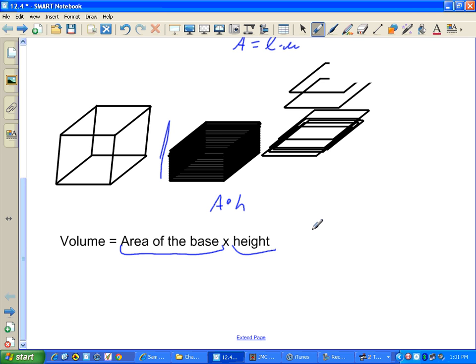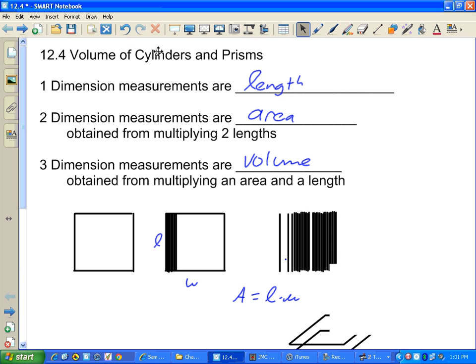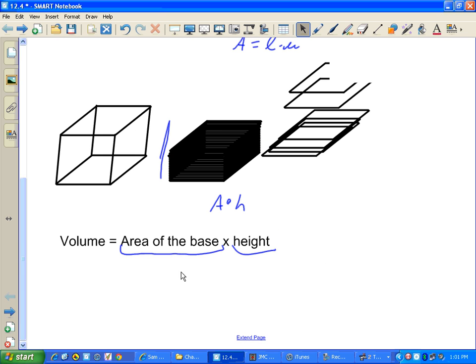This applies if your area shape doesn't change at all. If you notice, all my areas are this exact same shape. So we can deal with cylinders and prisms this way, because cylinders and prisms have the same shape all the way up. If you take a slice out of a prism anywhere, that slice is going to be exactly the same as any other slice, as long as it's parallel to the base. So that's why we can just take area of the base times the height for prisms and cylinders.